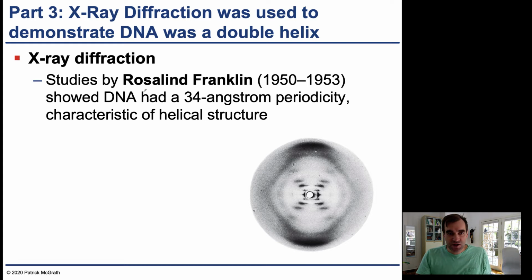X-ray diffraction studies, so studies by Rosalind Franklin, showed that DNA had a 34 angstrom periodicity. And this pattern that you see right here is what you would expect if DNA was actually a double helix. By diffracting X-rays, by running them through specially prepared DNA samples, the diffraction pattern gives you information both on the shape, so this X is the shape for a double helix, and then the spacing of these also gives you information on how repetitive this is.